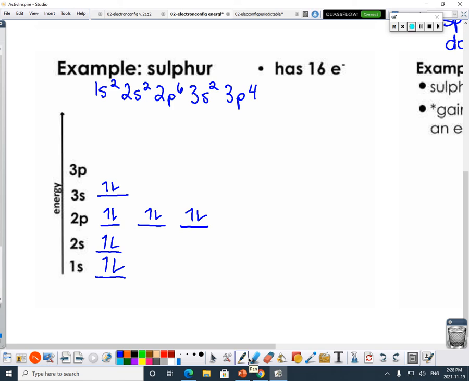Okay, so how many electrons go in the p? 3p, sorry. How many? 4. How did I know that? Where is sulfur? 1, 2, 3, 4. Okay? So now Hund's rule is vital. 1, 2, 3, 4.